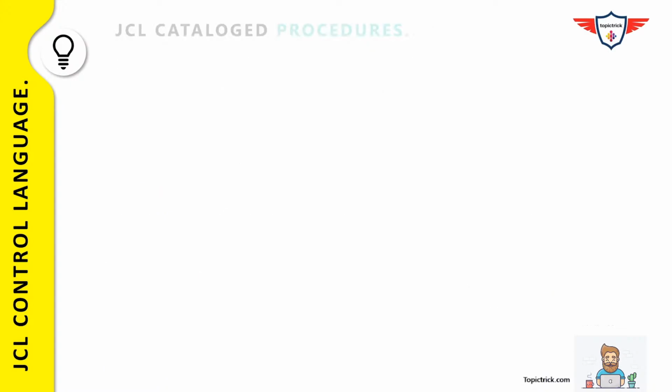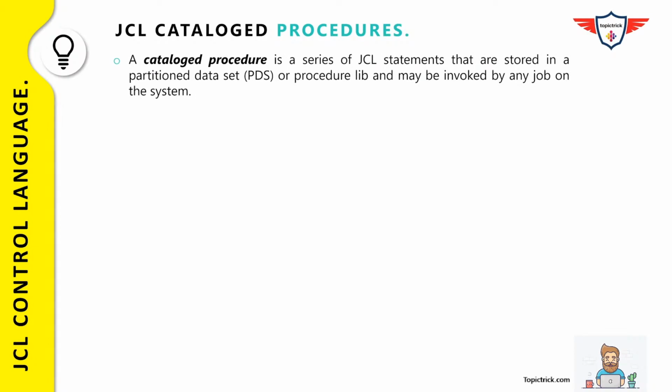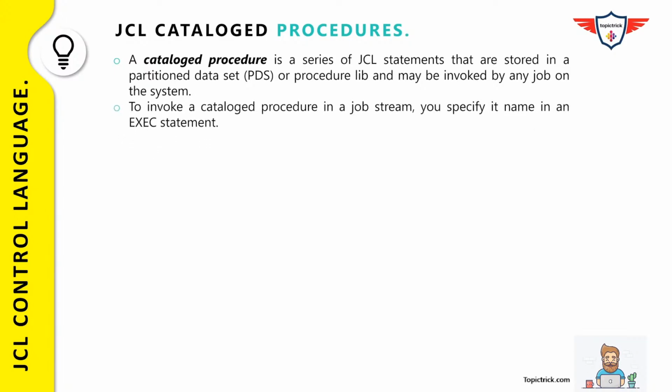A catalog procedure is a series of JCL statements that are stored in a partitioned dataset or a proc library. Catalog procedures can be invoked by any JCL on the system. However, if you're using an in-stream procedure, then that procedure can only be invoked from the JCL in which it is defined. So that's a basic difference between an in-stream proc and a catalog procedure.